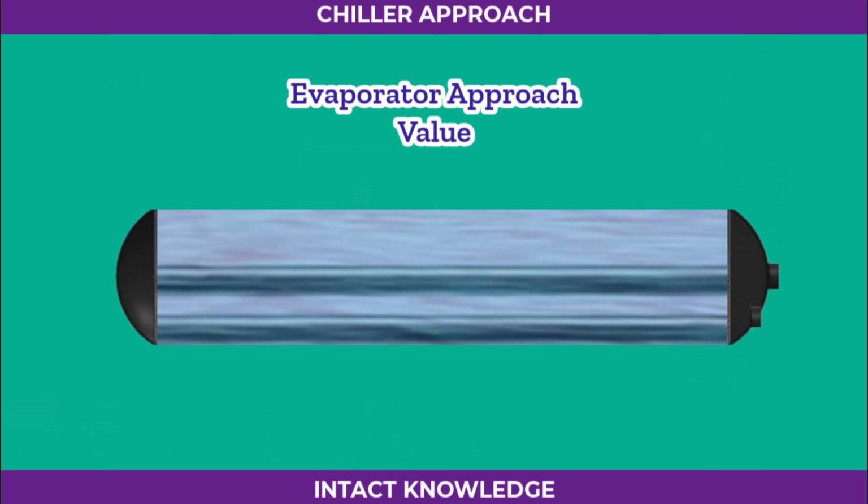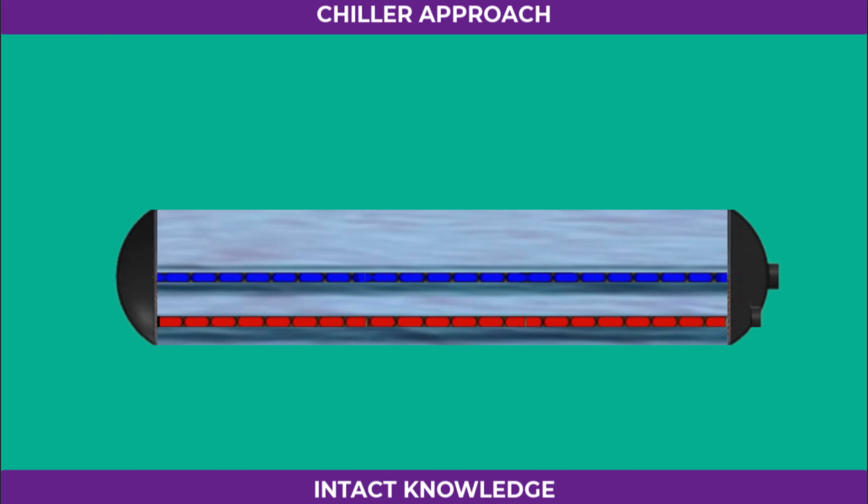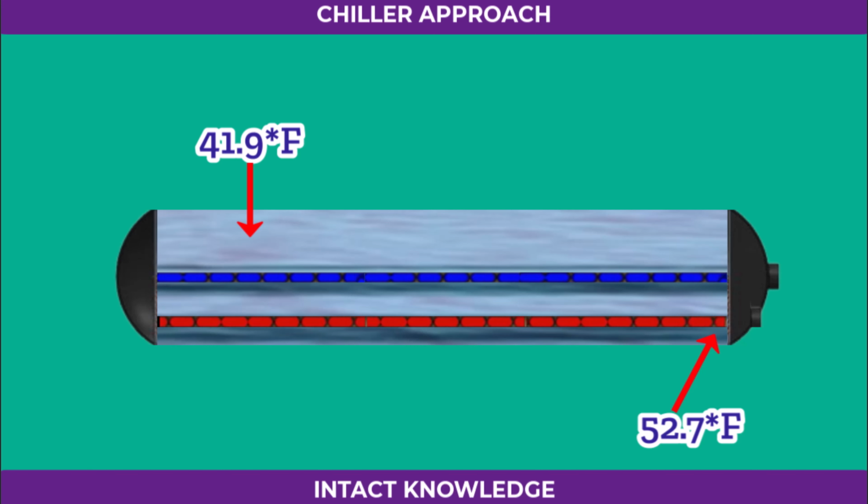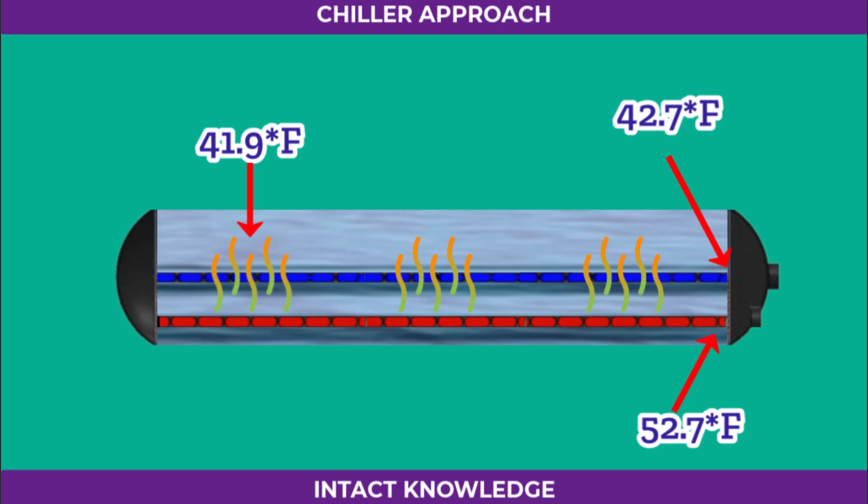First, let's determine the approach value of the evaporator. Inside the evaporator, there are coils through which refrigerant circulates. Water from the AHU passes through these cooling coils. When entering the coil, the water temperature is about 52.7 degrees Fahrenheit. The refrigerant surrounding the coil is at 41.9 degrees Fahrenheit. As we discussed earlier, heat always travels from a higher temperature object to a lower temperature one. So, heat transfers from the warmer water to the colder refrigerant. After this exchange, the water leaves the coil at 42.7 degrees Fahrenheit.